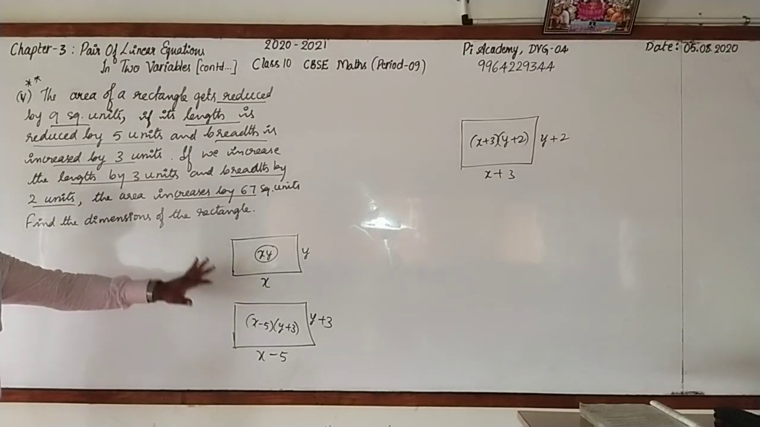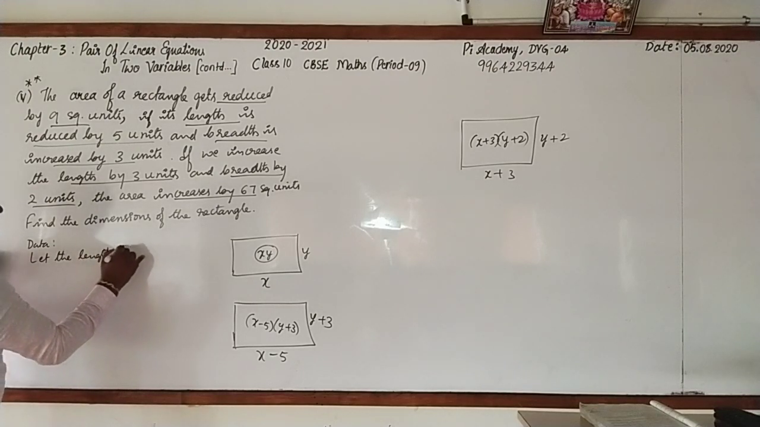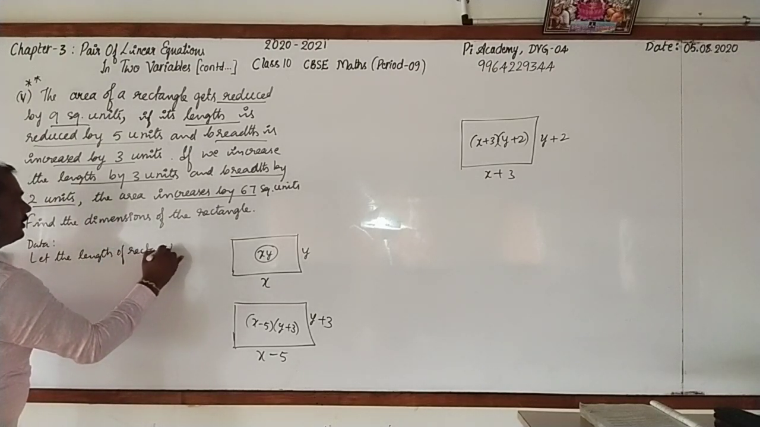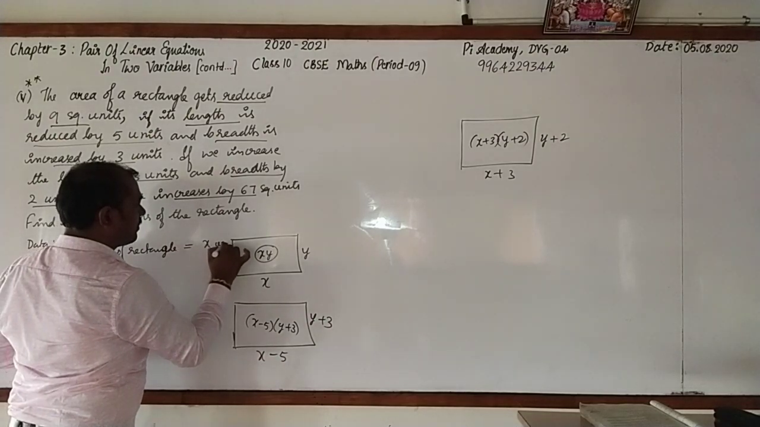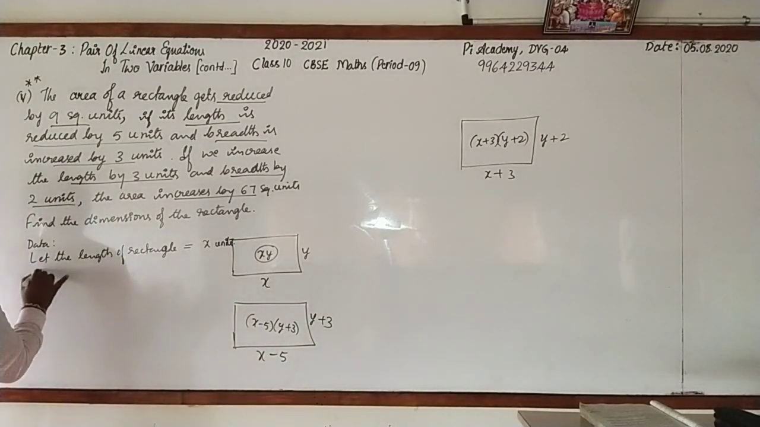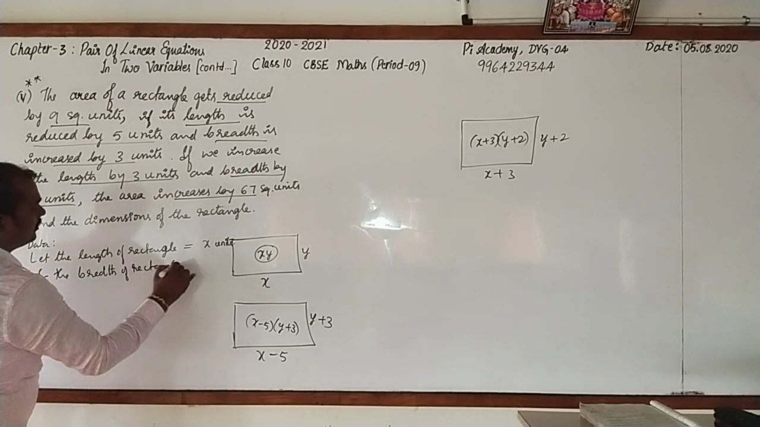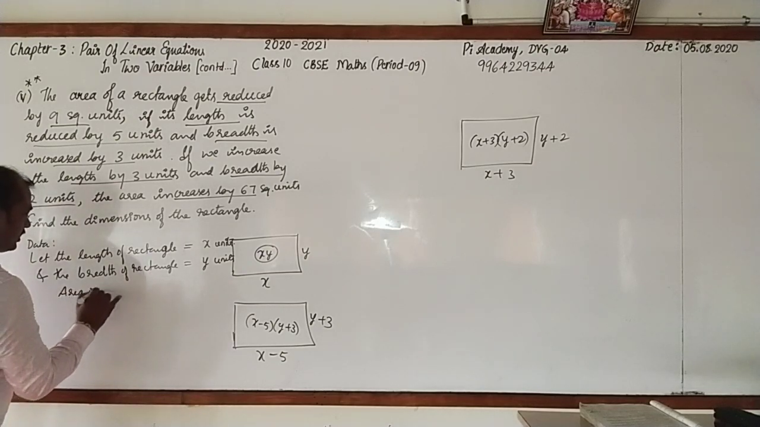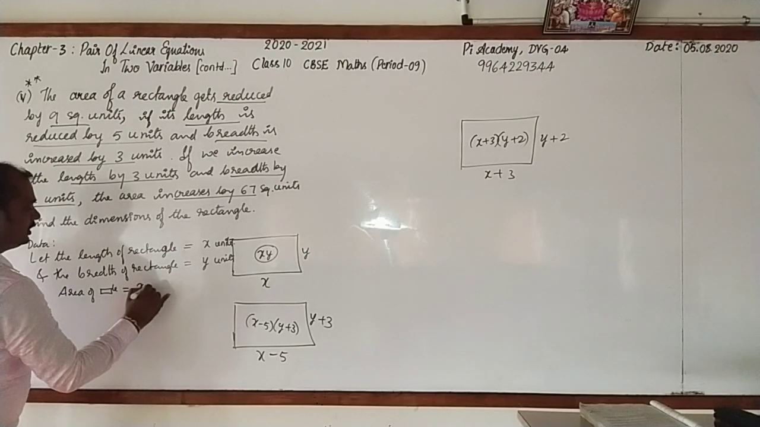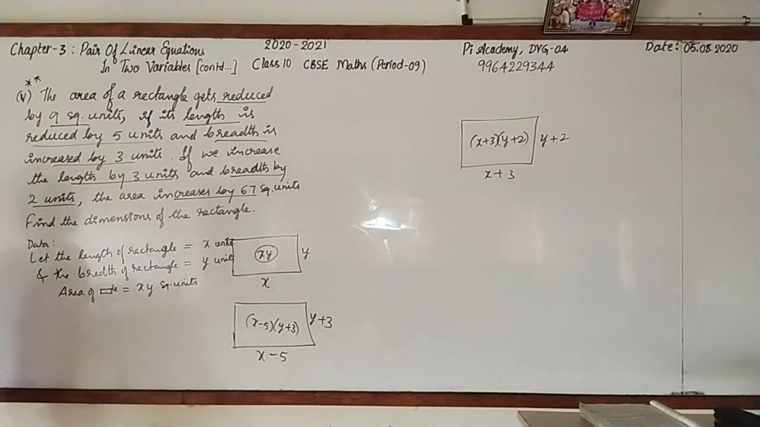Did you understand this much? Okay. Now I will go for writing. Observe this carefully. Data. Let the length of rectangle be x units, and the breadth of rectangle, call it y units. Then what will be its area? Area of rectangle equals length into breadth, x into y. What is the standard unit of area? It is square units. Clear?